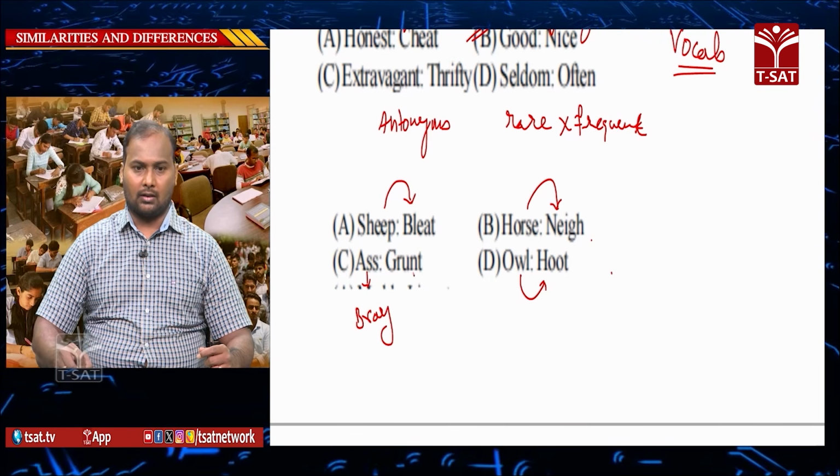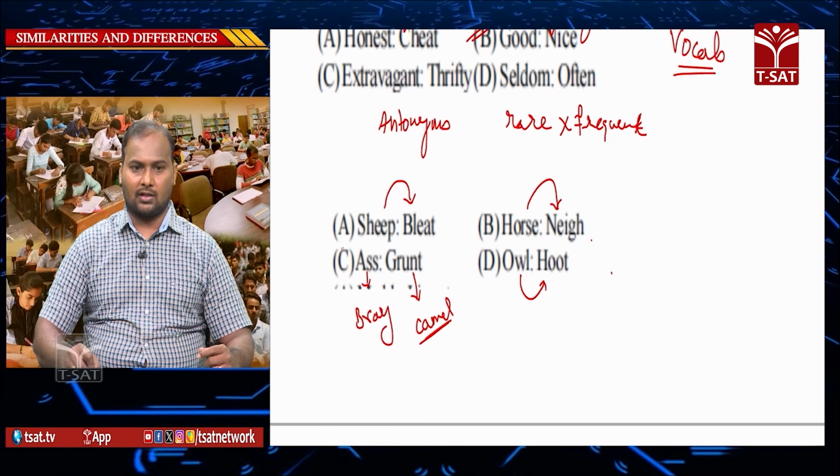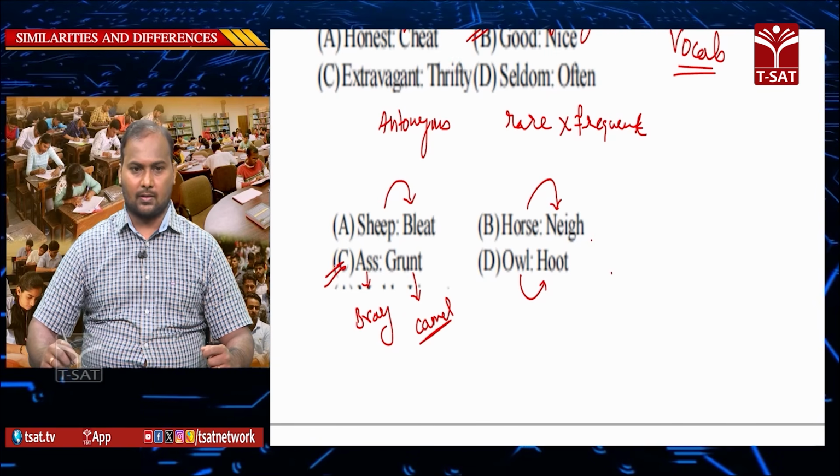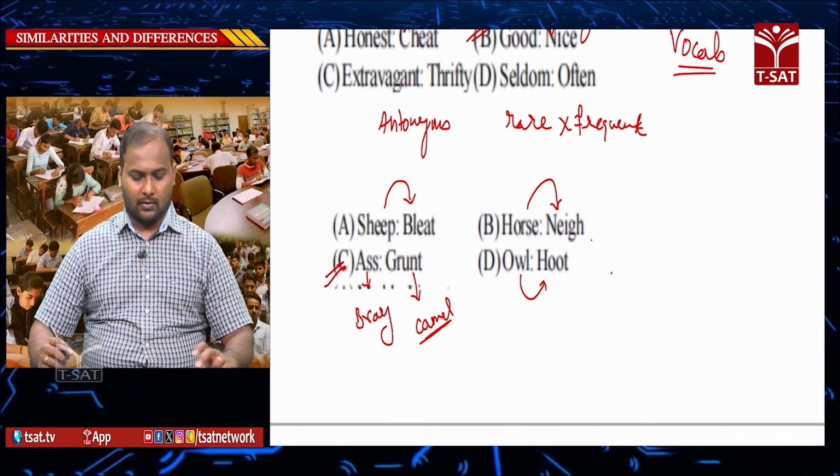And camel grunt. So it is not matching at all. That is the reason option C is the answer. And the logic is based upon the sounds produced by the different animals.